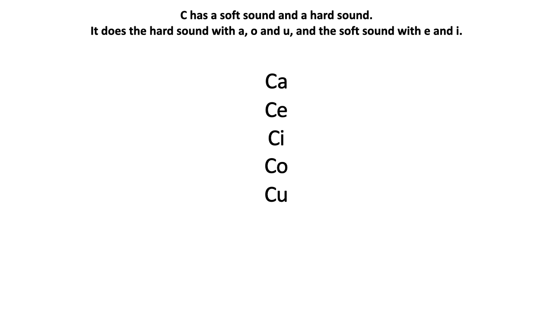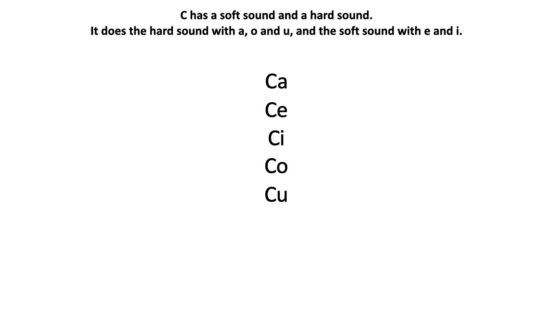So how do we read this in Italian? It goes like this. Ca, ce, ci, co, cu. Again, ca, ce, ci, co, cu. Okay? Very important to remember this because there's a lot of C's in Italian, right? Hard sound k with A, O, and U. Soft sound ch with E and I. One last time. Ca, ce, ci, co, cu.